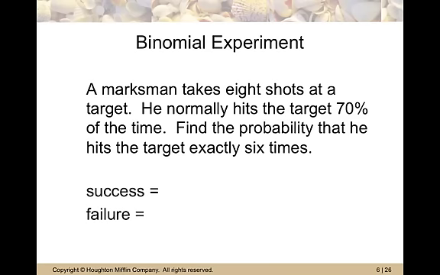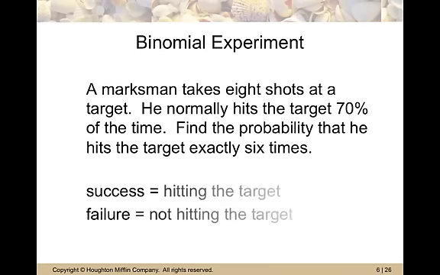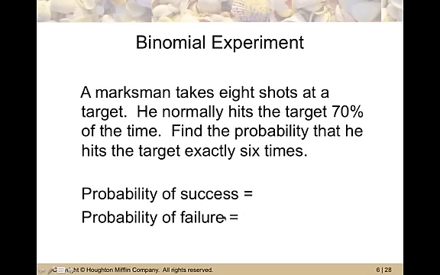So let's look. So what is success and what is failure? Well, in this case, we're interested in finding the probability that he hits the target exactly 6 times. So success is what we're interested in counting there, or finding the probability of happening a certain number of times. So hitting the target is the success. So the failure is not hitting the target.